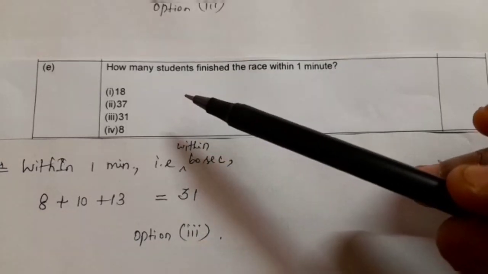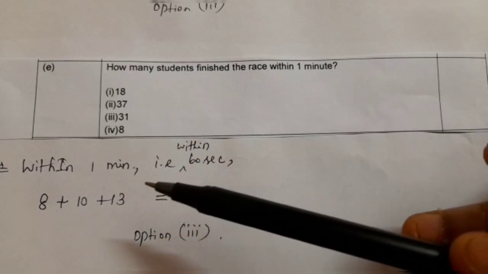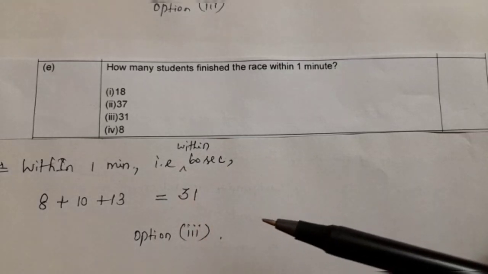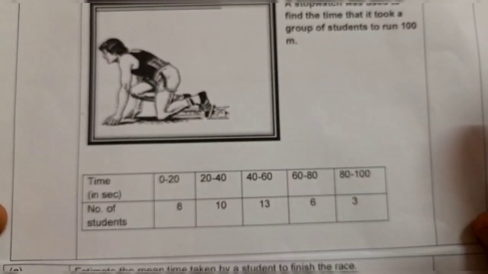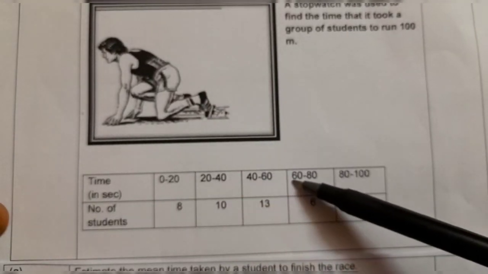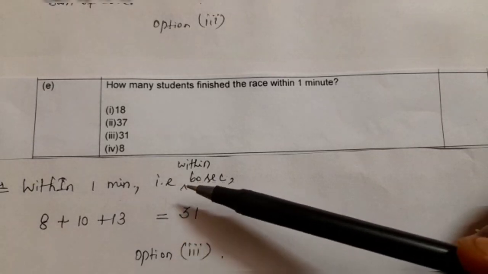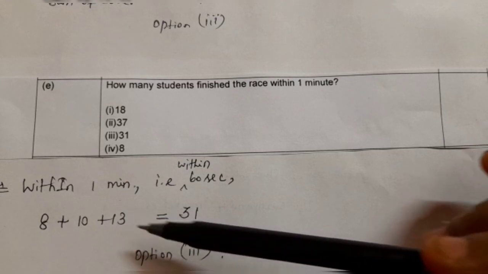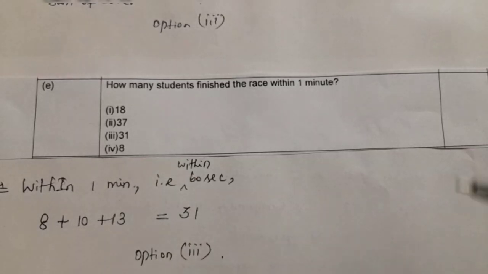Next, the 20th question, subpart E. How many students finished the race within 1 minute? Within 1 minute means within 60 seconds. In the problem, within 60 seconds, 8 plus 10 plus 13 students completed the race. Therefore, within 1 minute, 8 plus 10 plus 13, that is 31 students, completed the race. So option 3 is the correct answer for this question.